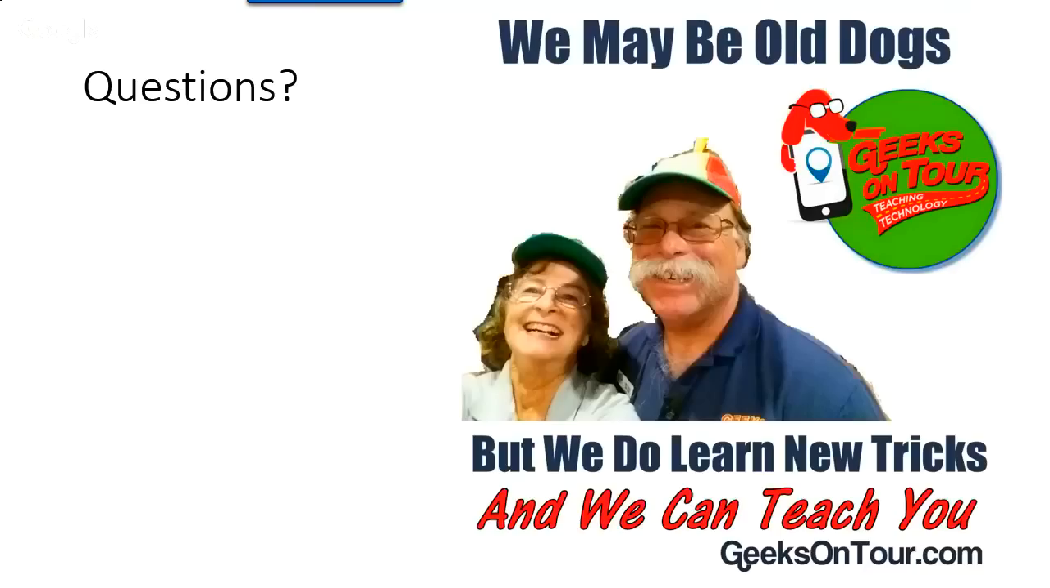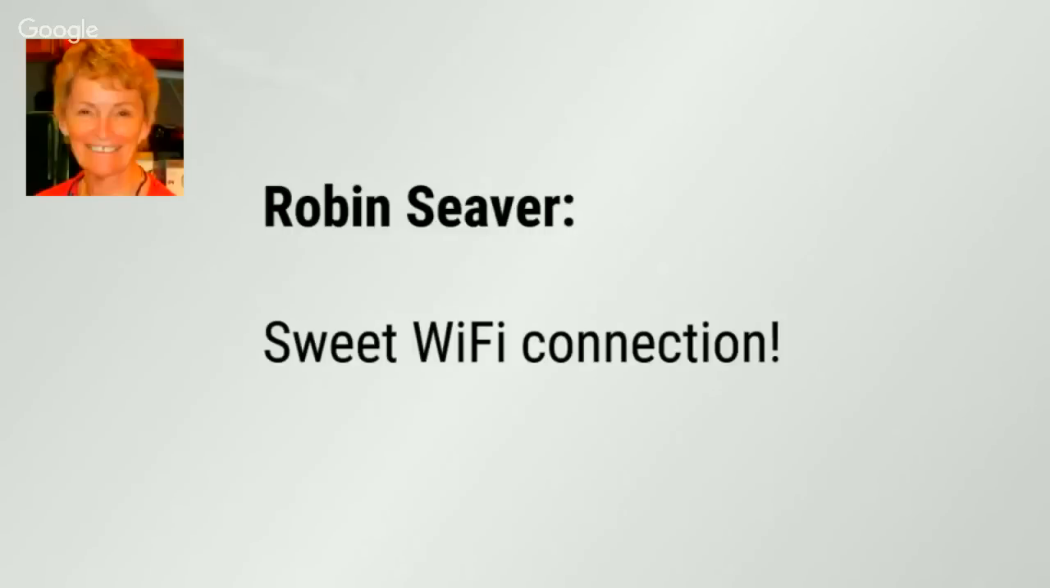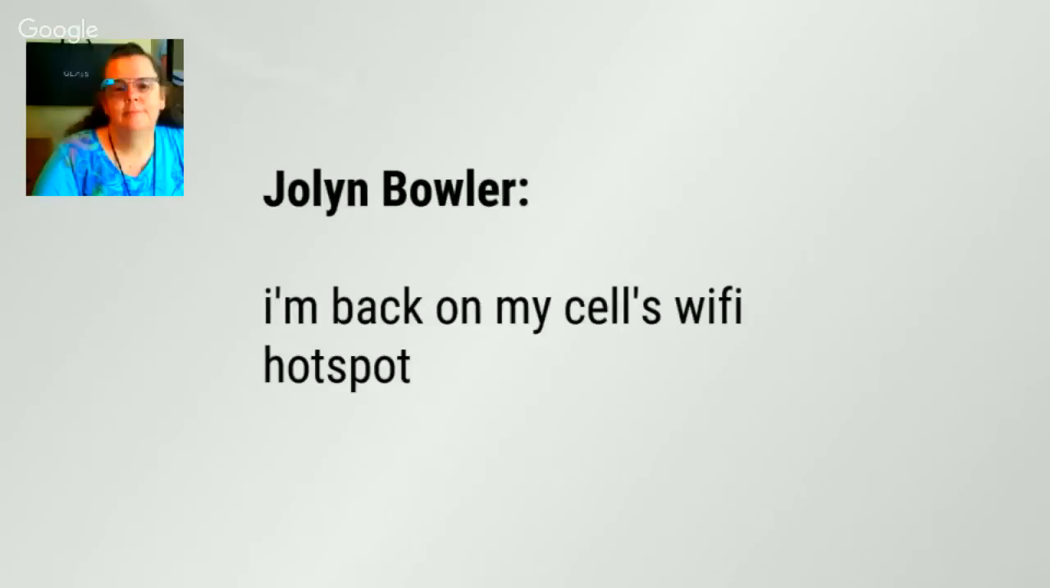Questions. Let's see what we have over here. Robin says we have a sweet Wi-Fi connection. Don't you know it? That's why we like doing our show from this location. And Jalen was having problems with her home network, so she reconnected using her cellular Wi-Fi hotspot. But I know for a fact that she has a Verizon Unlimited data plan too. And we will be covering that next week.